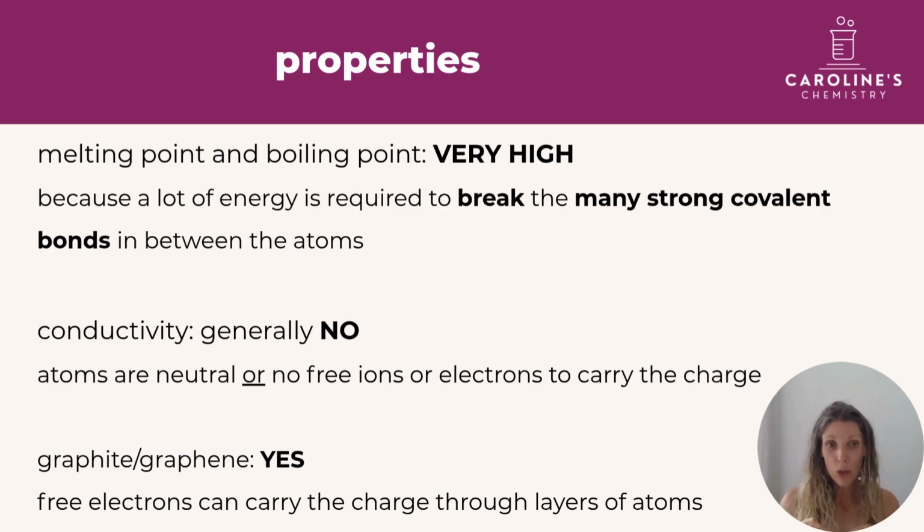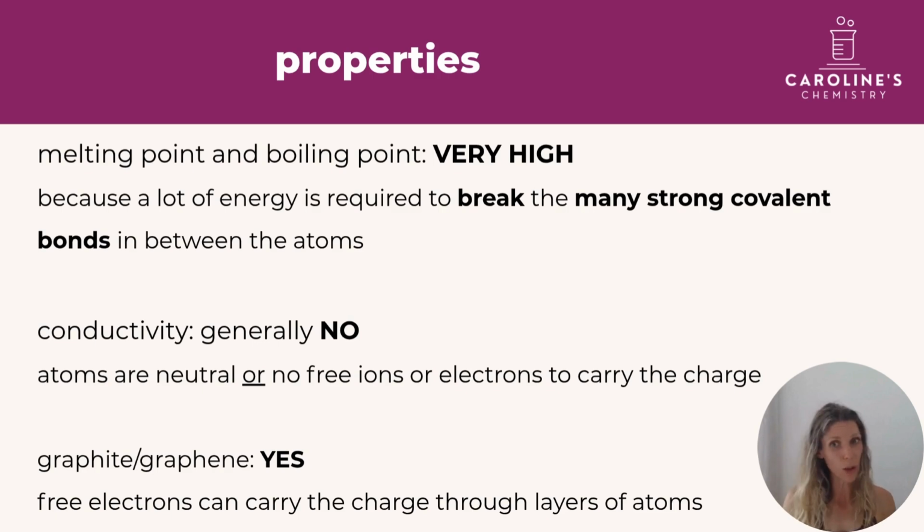If you want a slightly more general explanation, then the one that you can give is there's no free ions or electrons to carry the charge. But if you are going to use that explanation, you need to make sure you do not miss anything out. So you can't say, for instance, there's no free electrons to carry the charge, because electrons are not the only charged particle that could be carrying charge throughout the substance. So either explanation is fine.